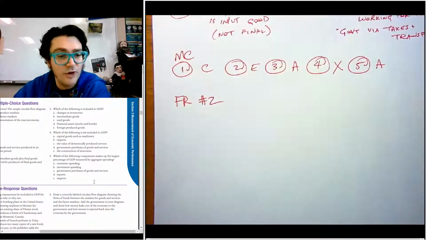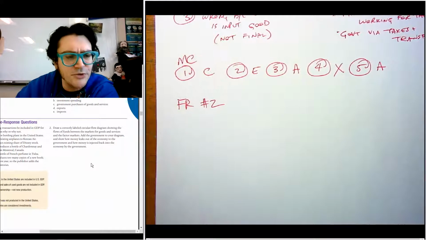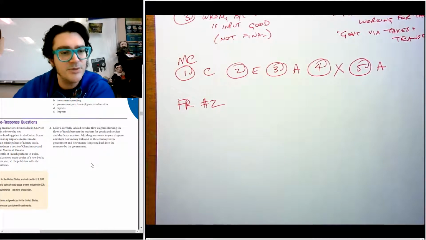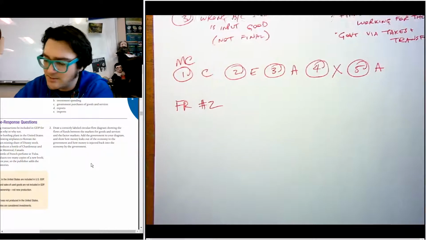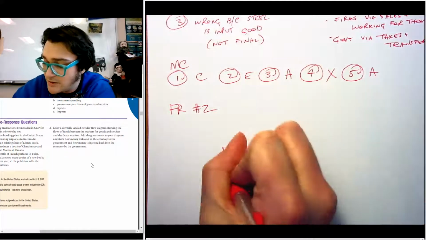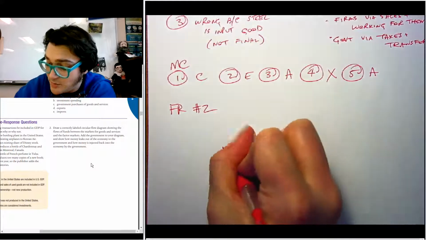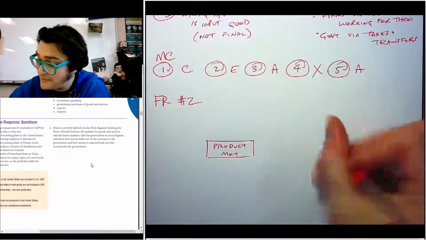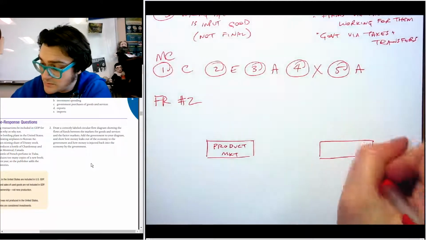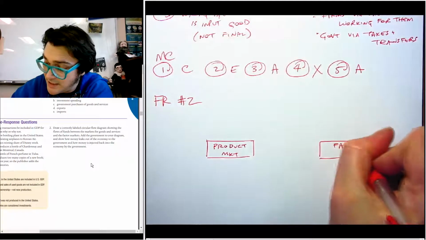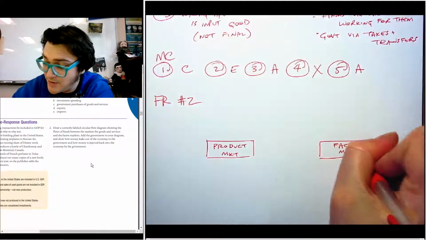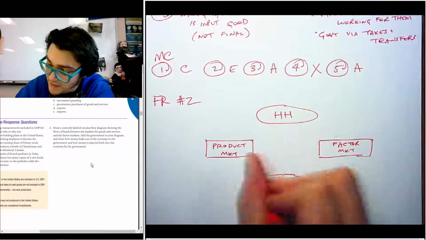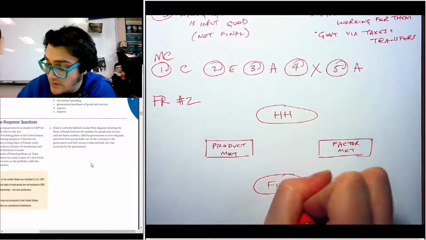Last but not least, free response. Number 2. Draw a correctly labeled flow diagram showing the flow of funds between markets for goods and services and the factor markets. Add government to show how money leaks back and how it comes back in. Okay, all right. So 2 markets. You have the product market and you have the factor market. And we studied these in depth last semester, labor markets, all that good stuff. Then you've got households and you've got firms.